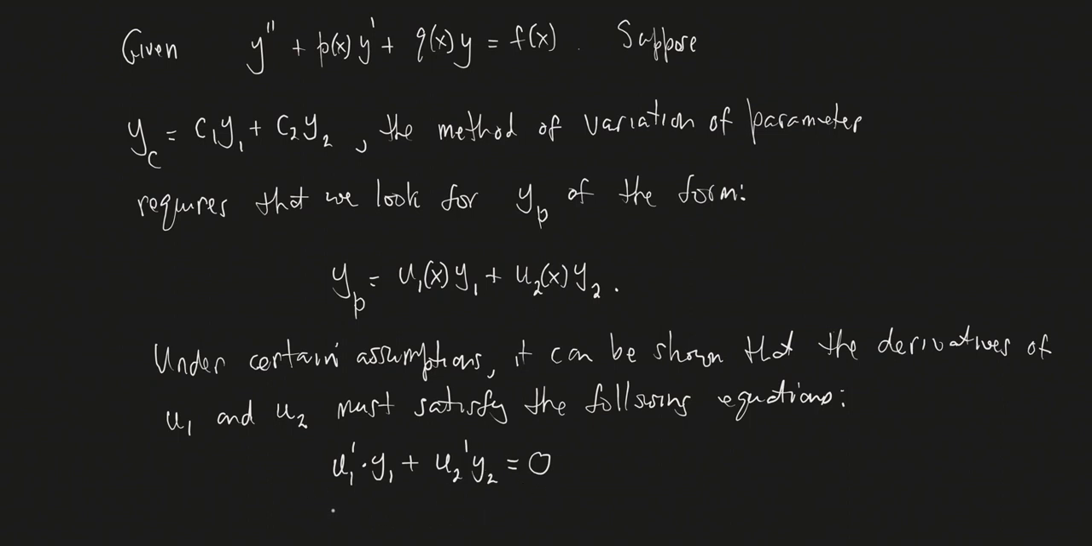And then the second equation now is this: U1 prime times Y1 prime plus U2 prime times Y2 prime, that must be equal to the function that's on the right-hand side of our equation, right? When the leading coefficient is 1. So once the differential equation is in this form and we identify this function as our f of x, it goes right there in this system.